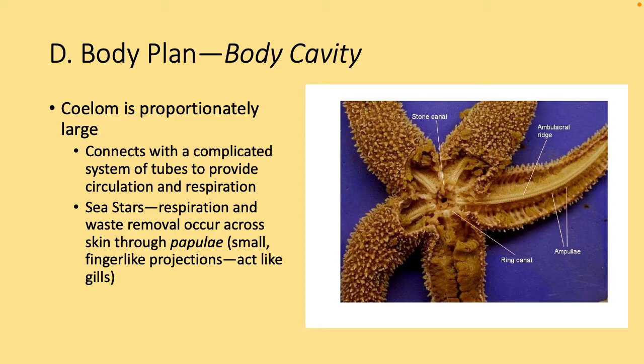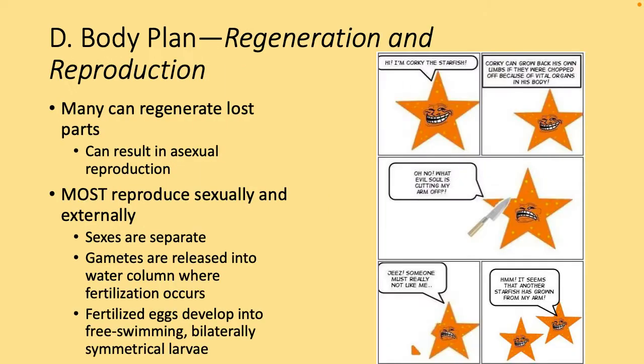They can regenerate and reproduce through lost body parts. So as a result, it ends up as asexual reproduction, but most do reproduce sexually and externally.